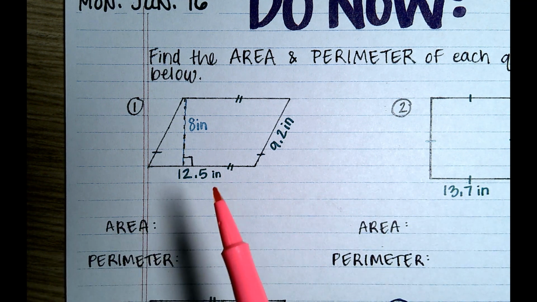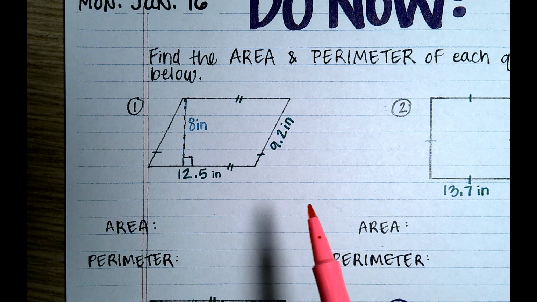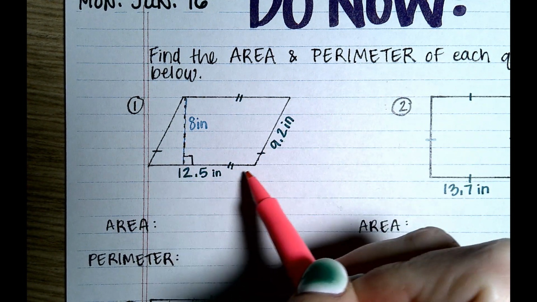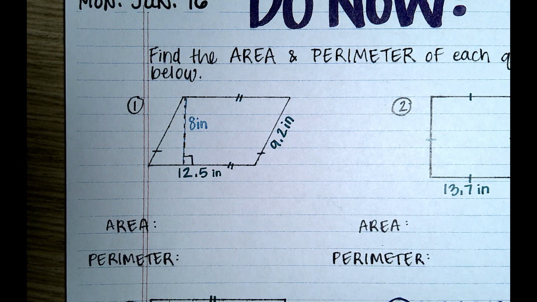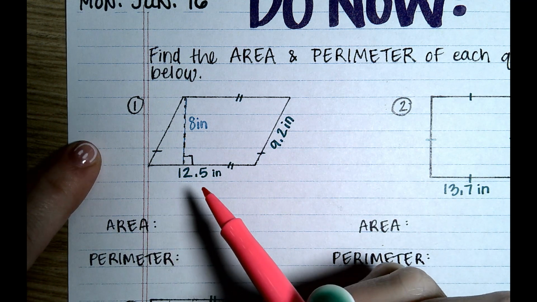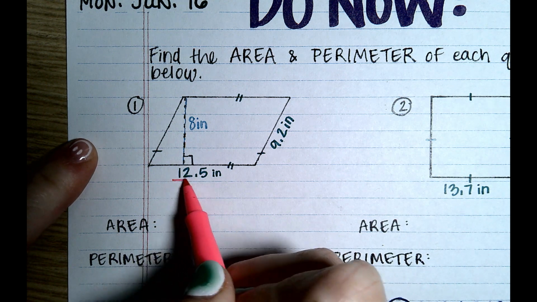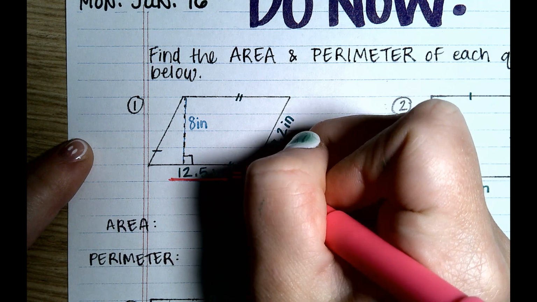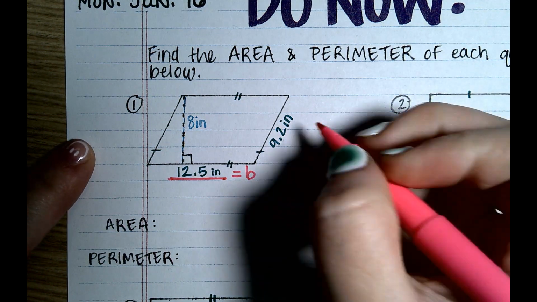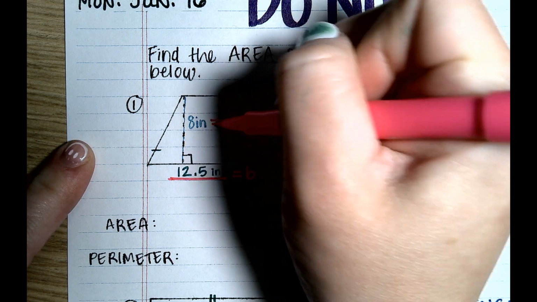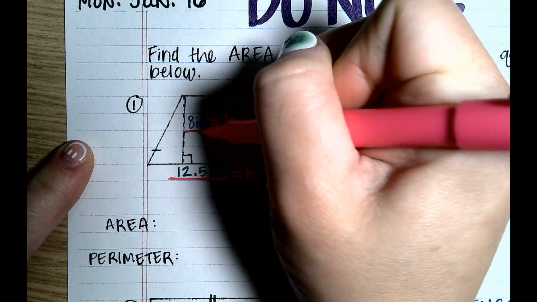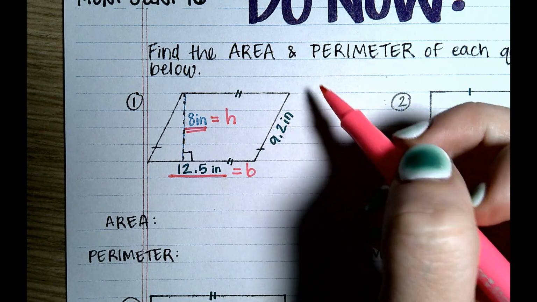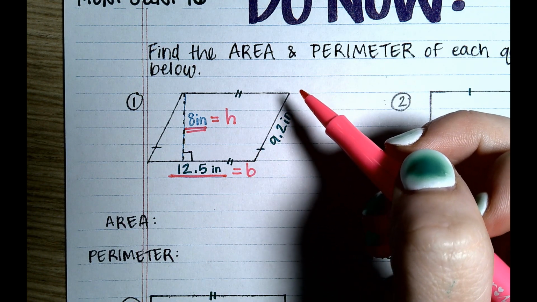And the first thing I asked was for the area. So which numbers that are labeled here on this parallelogram are we going to use to find area? 12.5 times 8 inches. Yes. So we're going to use the 12.5, which is our base, B for base, and the 8 inches, that's our height, H for height. Okay, so is there a reason that we're not going to use the 9.2 for area?